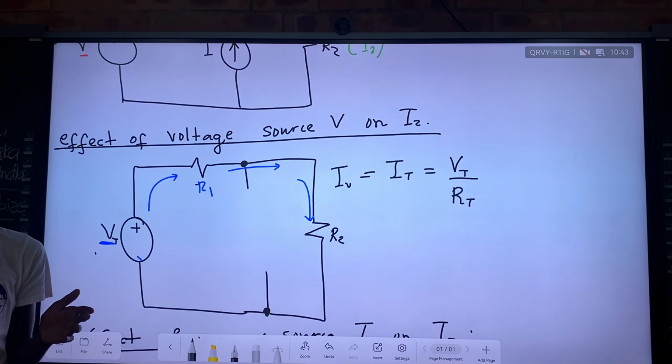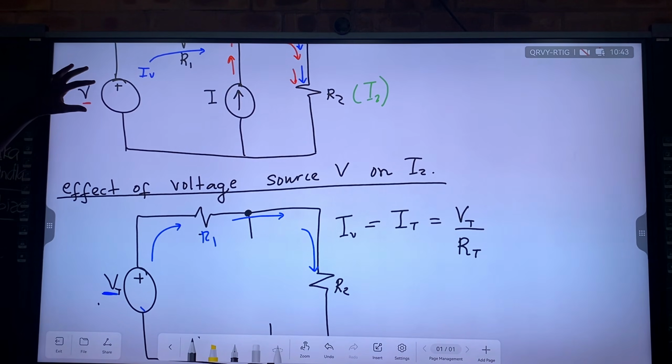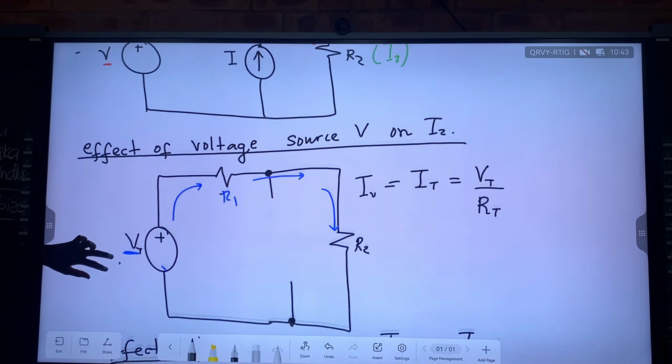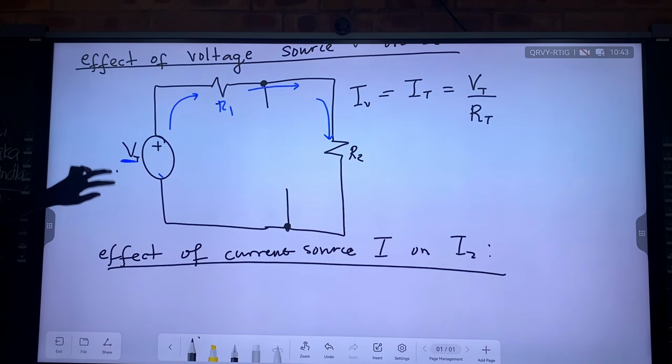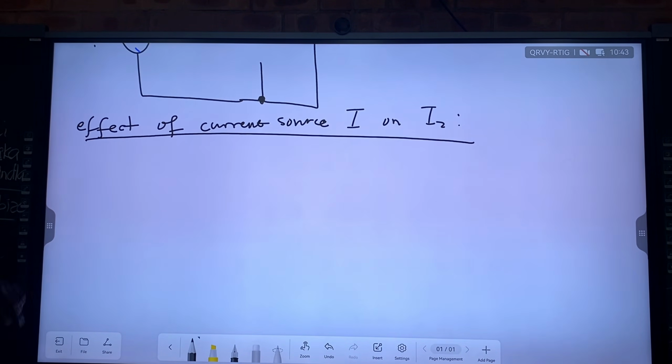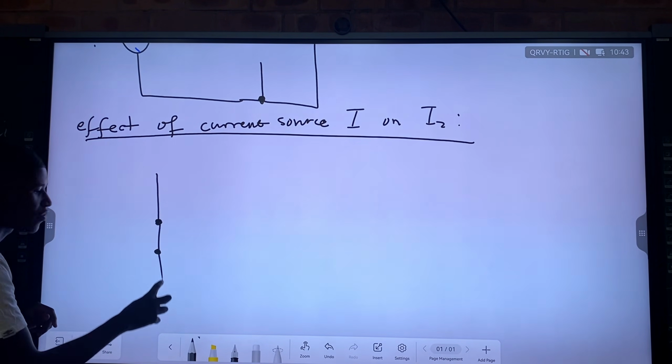But a voltage source cannot be treated as an open circuit. So when you are trying to remove this voltage source, you are not going to open the circuit. What are you going to do? You are going to short circuit, because we know that the voltage in a short circuit is equal to 0. So instead of writing the voltage source, you are going to just put a wire with nothing.